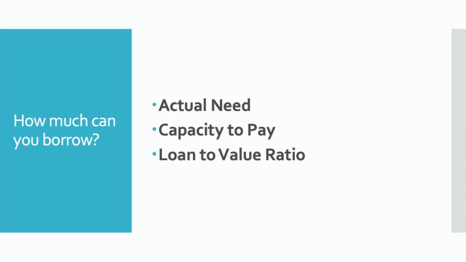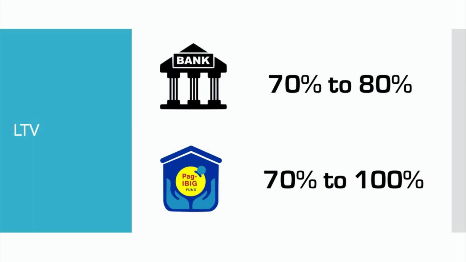So next is your loan to value ratio. So it doesn't mean if the appraised value of your property is 4 million, you can loan up to 4 million. So it depends pa rin sa LTV. Banks' loan to value ratio is around 80% for house and lot and 70% for lots. So you will need to shell out money for the difference, which we all know is the equity.